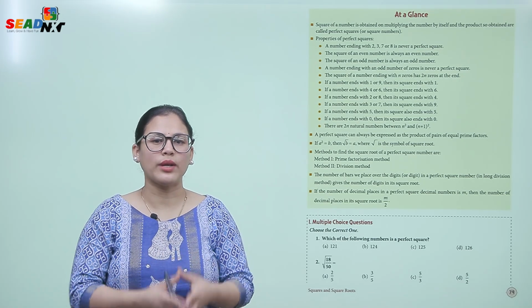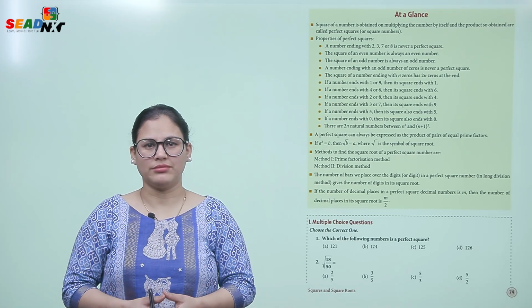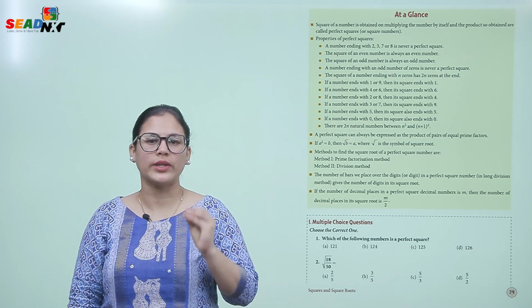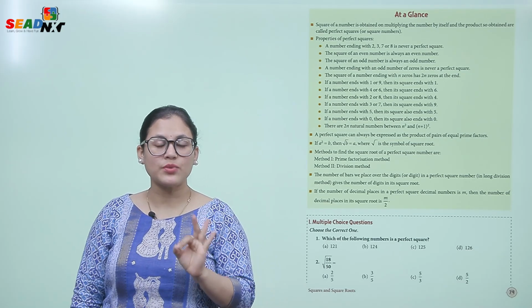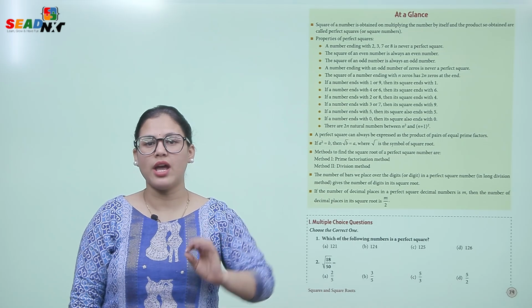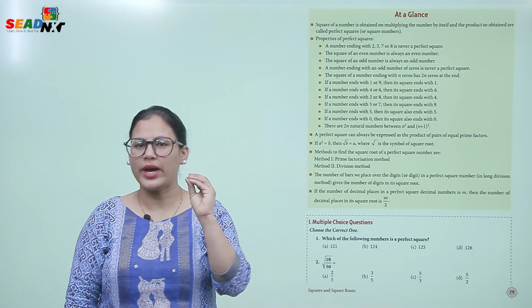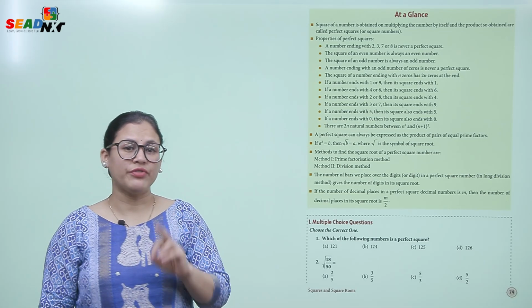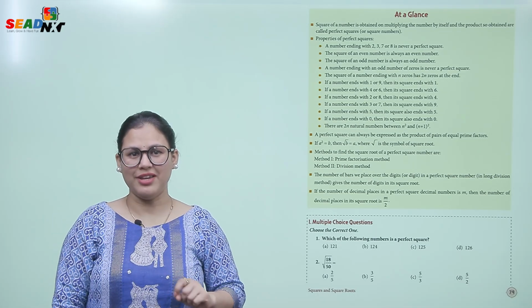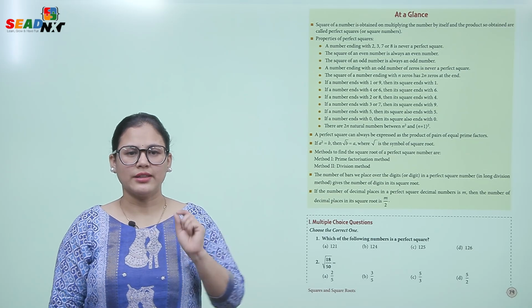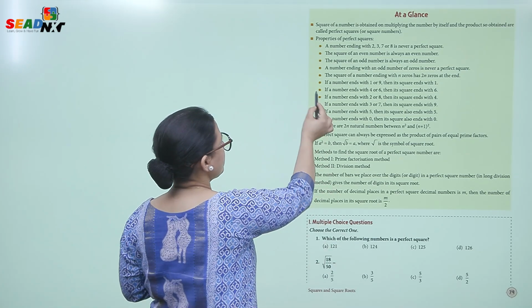If a number ends with 1 or 9, then its square ends with 1. If a number ends with 4 or 6, then its square ends with 6. If a number ends with 2 or 8, then its square ends with 4. If a number ends with 3 or 7, then its square ends with 9. If a number ends with 5, then its square also ends with 5. And if a number ends with 0, then its square also ends with 0. So remember all these things.